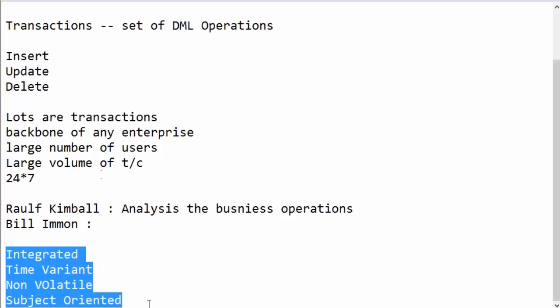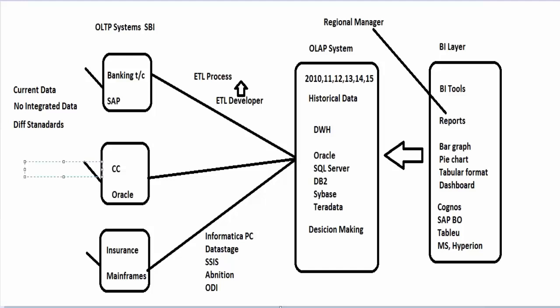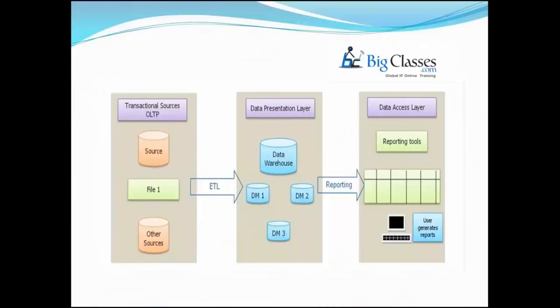So this is all about the basics of the data warehouse, and you can see here the ETL process which we are going to do. We have multiple transactional systems. Using the ETL process, or using Informatica PowerCenter, we move the data from these transactional sources into the data warehouse.